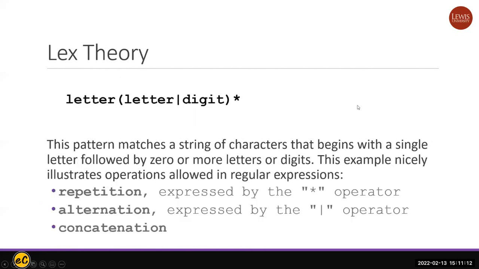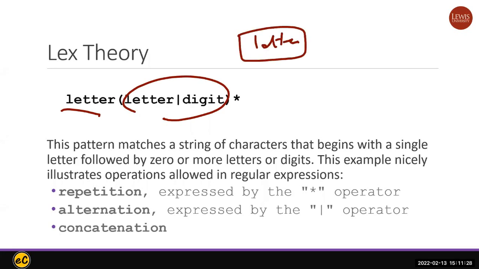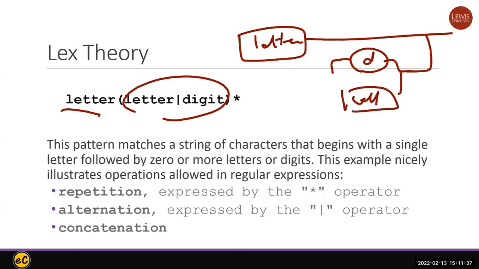So here we have a very simple description for Lex. Basically right here we have a letter, okay, this is an ID. An ID is a letter followed by letters or digits. So basically you have some letter, and then digit or letter, repeated. This is the ID.